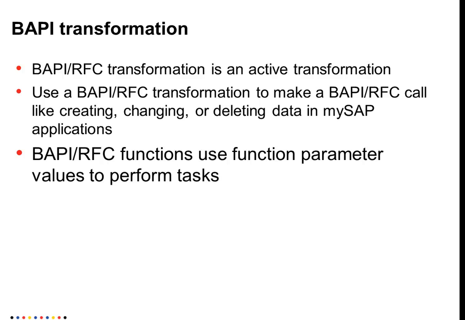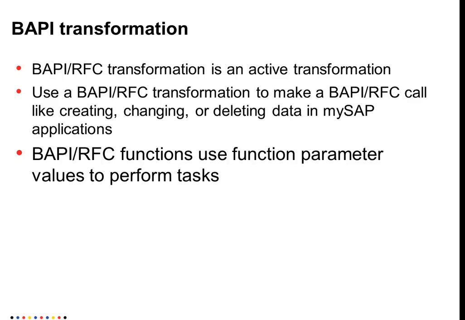The BAPI transformation is named the BAPI RFC transformation, and it is an active transformation. It uses a BAPI RFC transformation to make an RFC call, like for creating, changing or deleting data in the SAP applications. BAPI RFC functions use function parameters or values to perform these tasks.